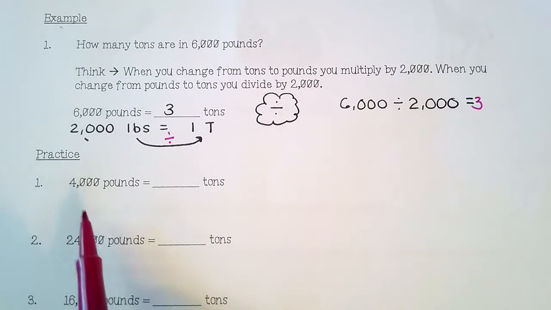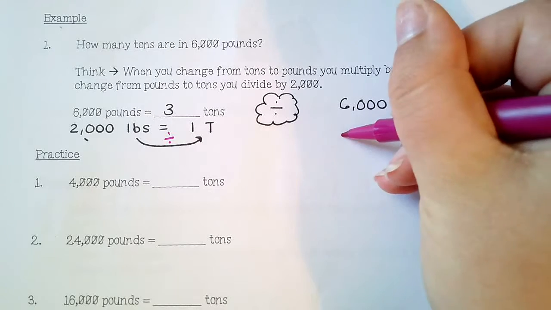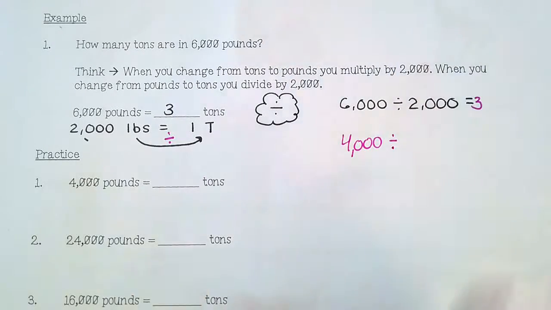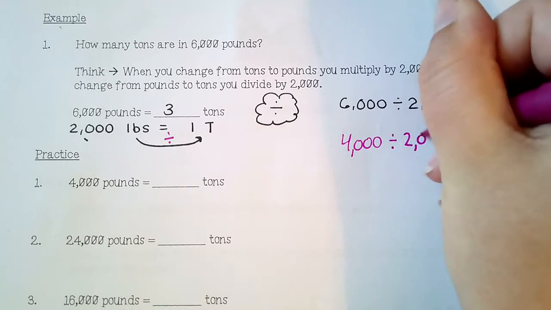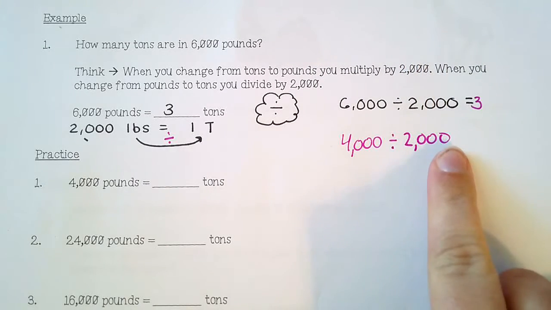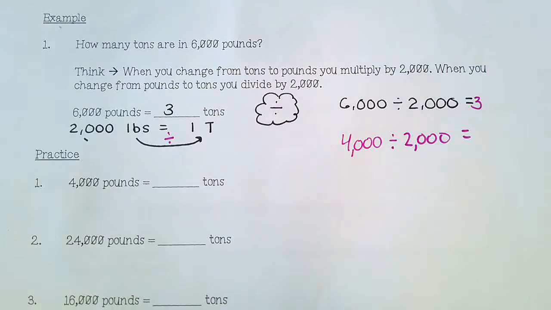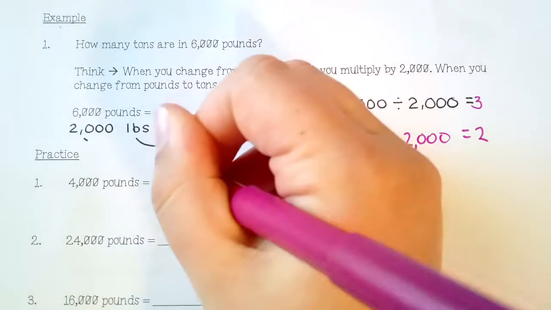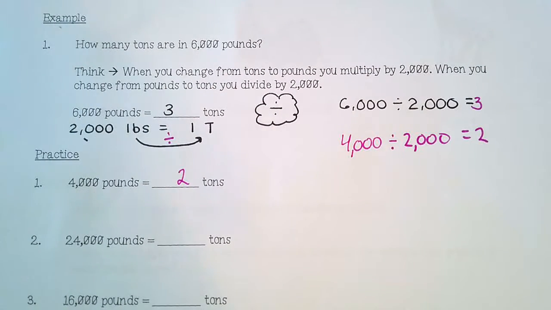So another example here, 4,000 pounds, okay, and how many tons would that be? So you would take your 4,000, you would divide it by 2,000, and then you don't pay attention to the zeros, you just do 4 divided by 2, and what is 4 divided by 2? It's 2, right? So how many tons is 4,000 pounds? It's 2 tons, okay? Again, use your calculator if you need to.